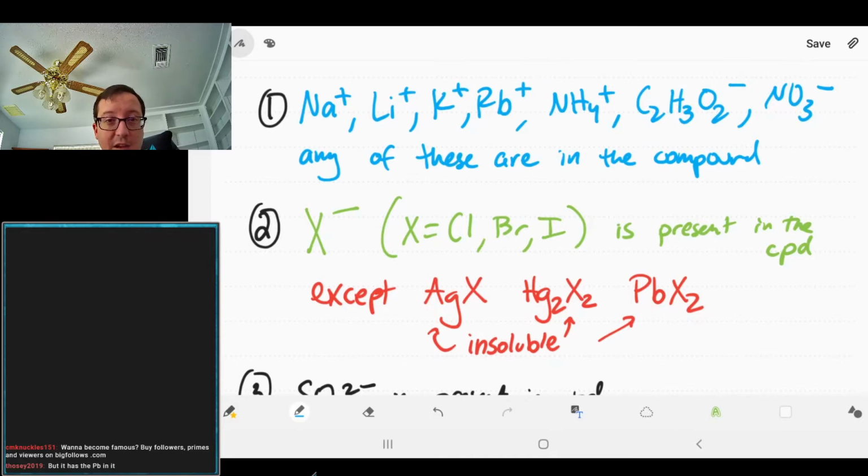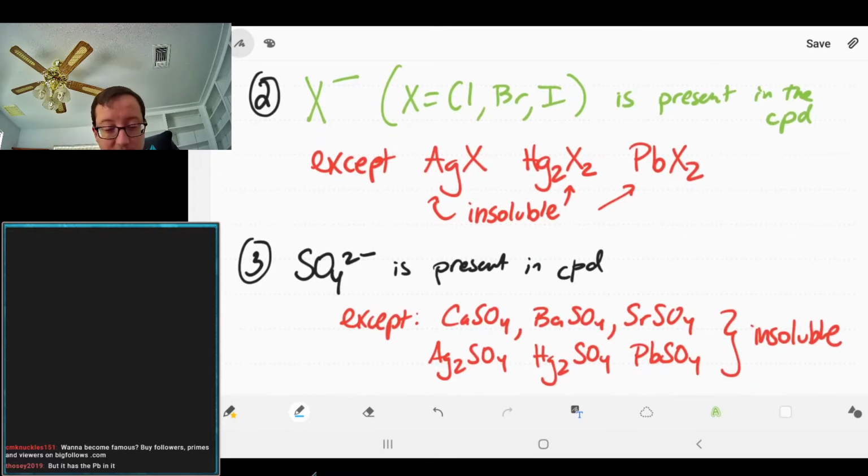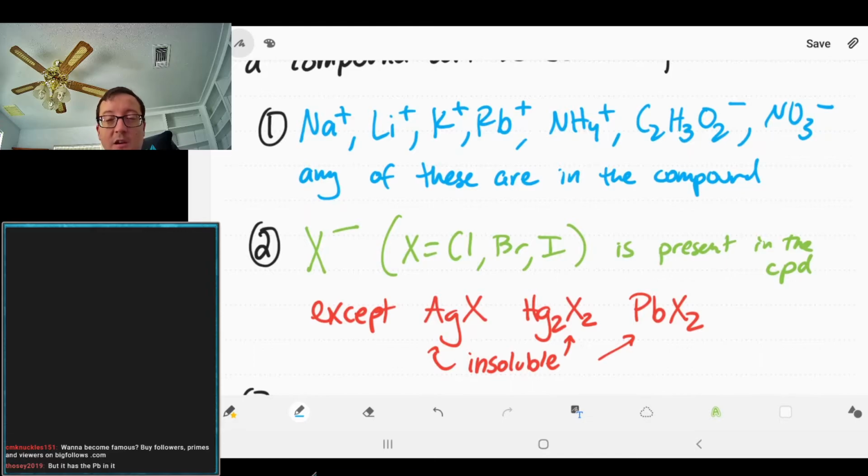Anything with nitrate will be soluble. It does not matter that mercury is an exception for the other two. That's not relevant. We don't have a halide, we don't have sulfate with mercury. We have nitrate. So nitrate's rule will cover this.